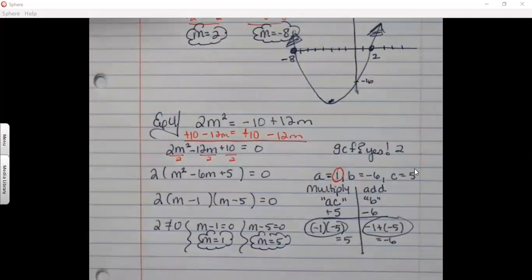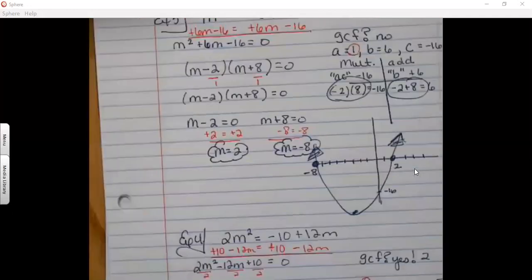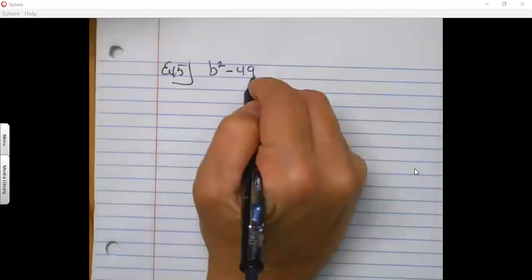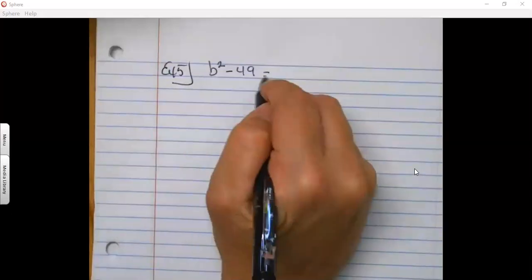All right, example 5. We have b squared minus 49 equals 0. What is that nonsense? There's only 2 terms. Okay, well, do we have a quadratic term? We don't? A quadratic term means the highest degree is 2 of that term. We do, b squared is quadratic, right?